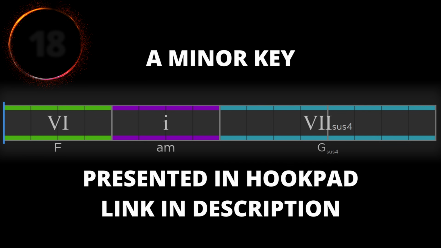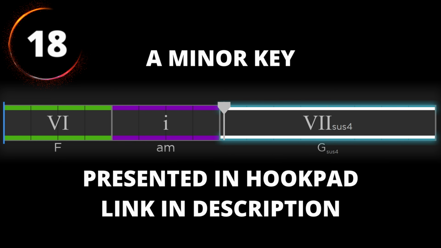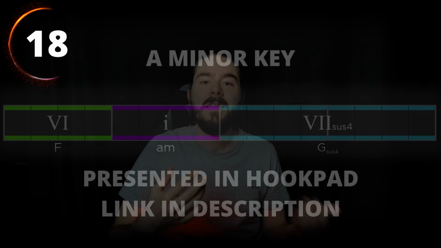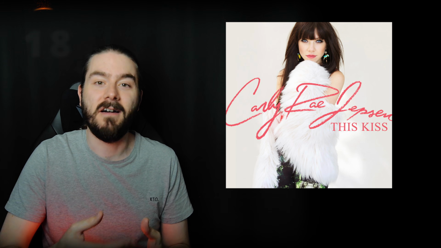Next up is 6, 1, 7 sus4. Here another major chord is played as a sus4. This focused tension can be used on most chords, so experiment with it in your own songs by swapping in sus4 chords and seeing how they sound. Find this example in This Kiss by Carly Rae Jepsen.